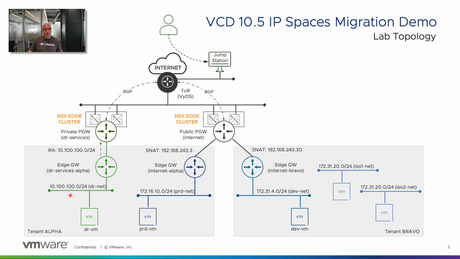Currently I have this DR network that is route advertised natively to the private provider gateway. From this private provider gateway, again, there is a BGP session with the top of the rack router to provide connectivity for the DR network. And I'm using this jump station, which is a Windows server, to connect to the environment and to do configuration and verifications. So now let's jump to the lab and start exploring IP space migrations.